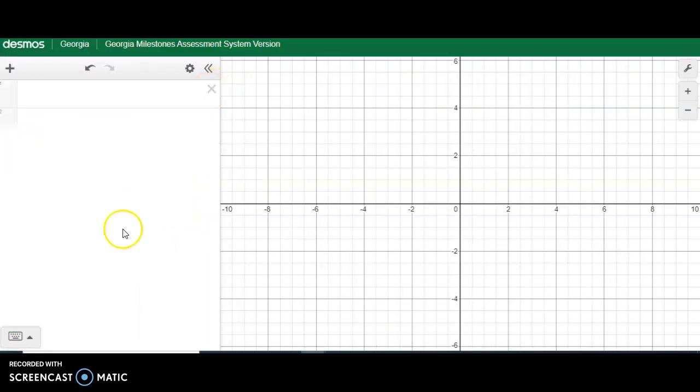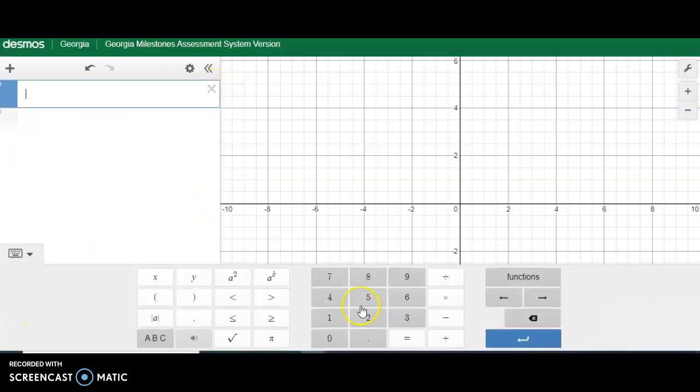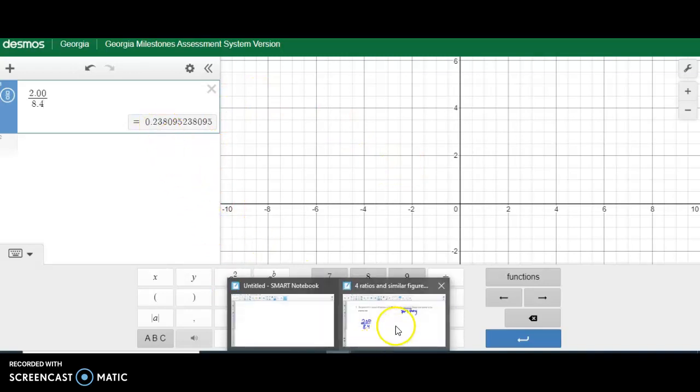So let's type this in. 2, and you can put 0.00 if you want to, or you do not have to. $2 divided by 8.4. And it said to round to the nearest cent. I'm going to write down a couple decimals and then we'll round it. So 0.238, that's what I'm going to write down.